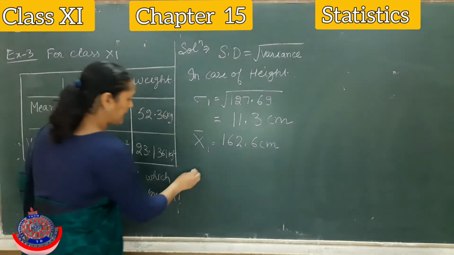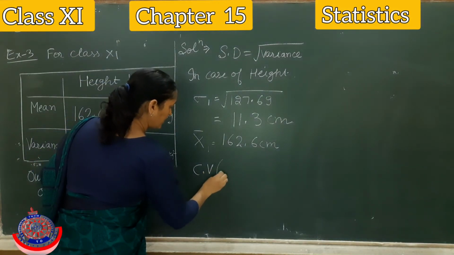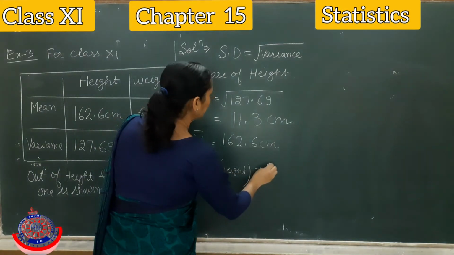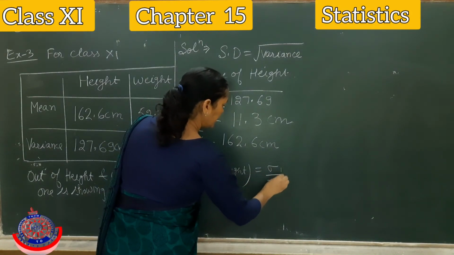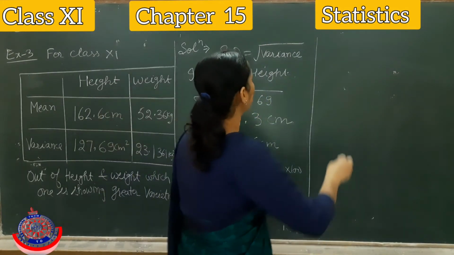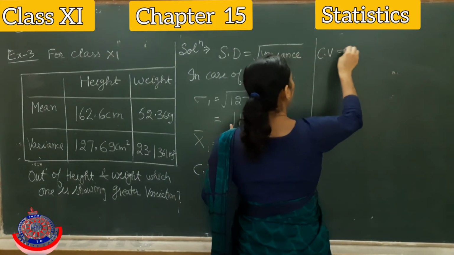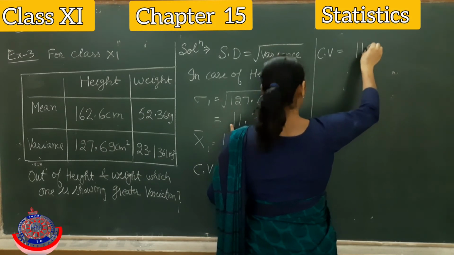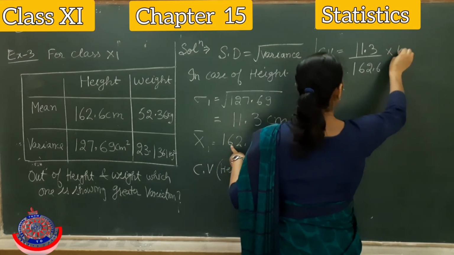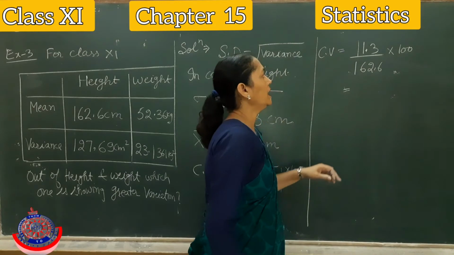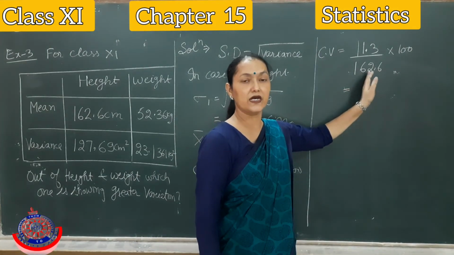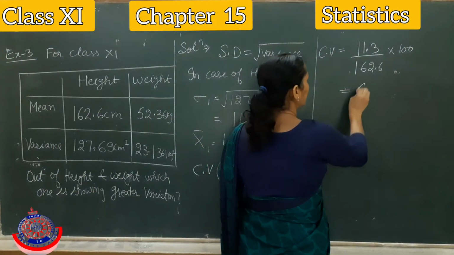So the coefficient of variation in the case of height will be sigma upon mean into 100. So we write the coefficient of variation as 11.3 upon 162.6 into 100. After multiplying 11.3 with 100 and dividing the answer by 162.6, the coefficient of variation comes out to be 6.95.